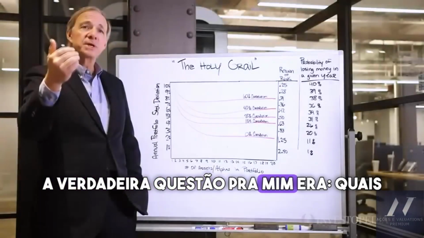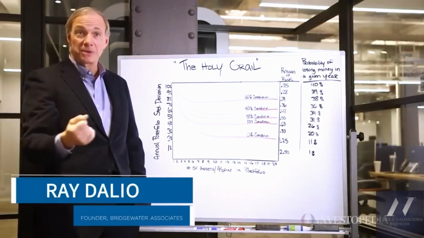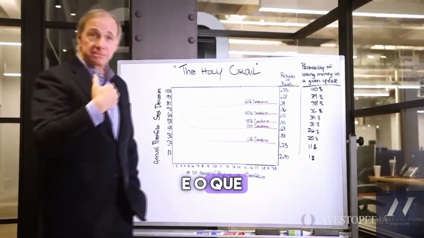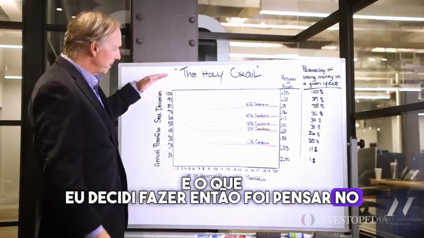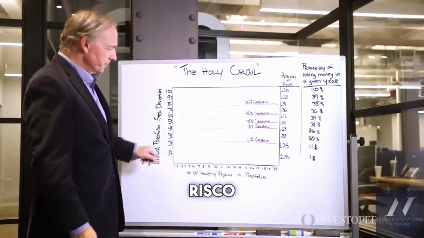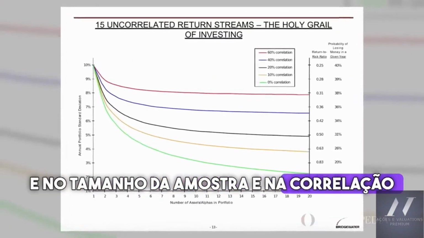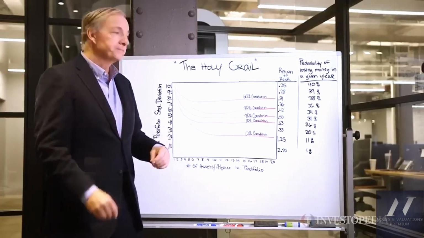The real question for me was, what were the marginal benefits of diversification like? What is that going to look like? And what I then decided to do was to think about risk and the number of sample size and the correlation of the bets, and break it down into each of its components.